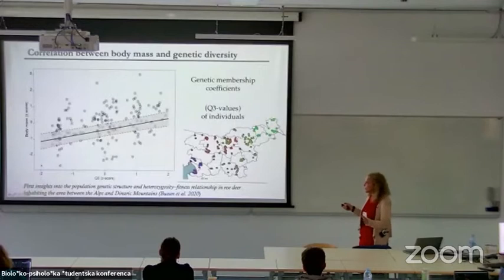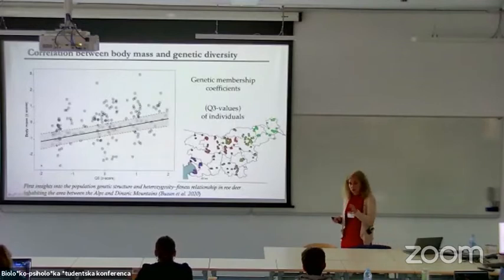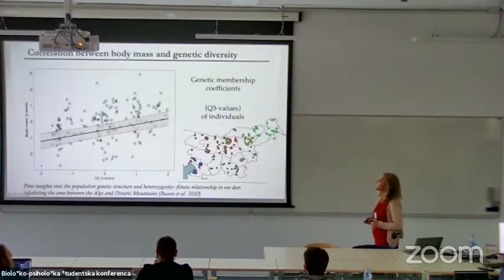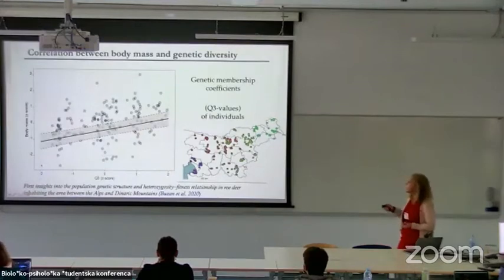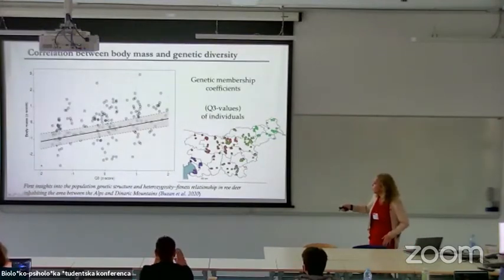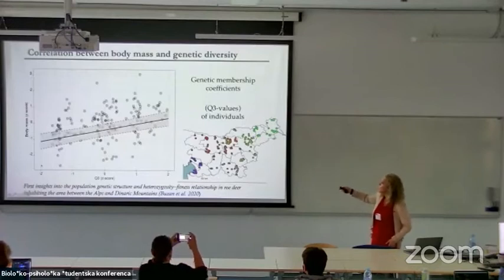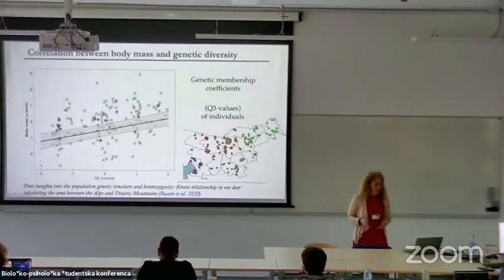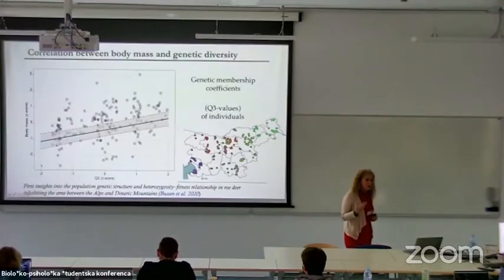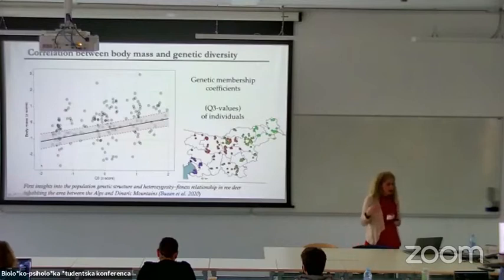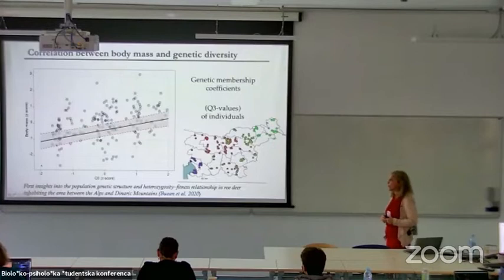But we tested it, and we found a correlation, which was not so significant, but there was a correlation between the body mass and the genetic diversity. This correlation was even higher when we involved the genetic membership coefficient. So when we involved which cluster the individual belongs to, this correlation was even higher. So there should be some influence of genetics on the individual body mass of the female roe deer.